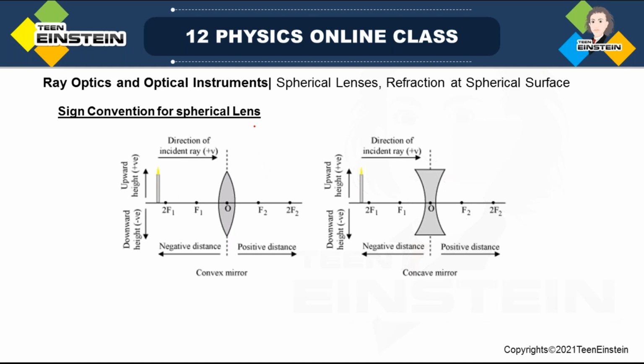Now, sign conventions for a spherical lens. The sign conventions for a spherical lens and the mirror are almost the same. Almost all the parameters are the same here, very similar to the mirror. So the sign convention is also very similar to the mirror. You can look over here; the sign convention is denoted very nicely.